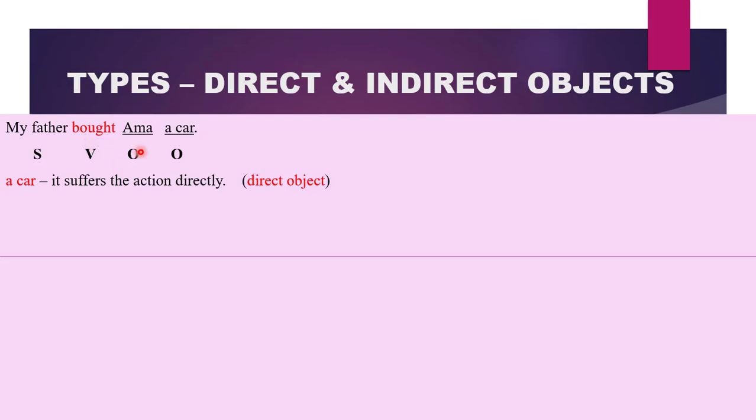What about Ama, who is at the other end receiving the car? Ama is benefiting from the action that occurred. She will enjoy the car. Therefore, what will we call Ama? We will call Ama the indirect object. So the indirect object is always a beneficiary, the person that benefits from the action that occurred. The indirect object does not suffer from the action directly. However, it benefits from what occurred.